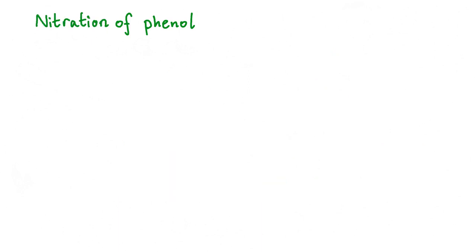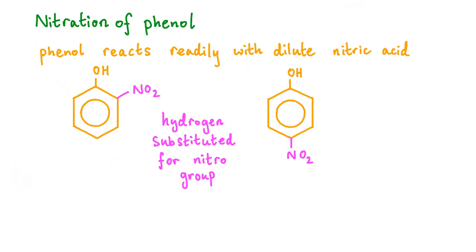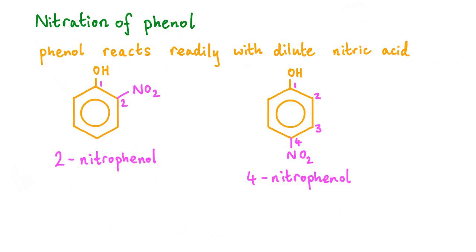In the next section, we'll study the nitration reactions of phenol. Phenol reacts readily with dilute nitric acid. Nitric acid has the formula HNO3. In these reactions, a hydrogen atom attached to the benzene ring is substituted for a nitro group. These reactions are known as monosubstitutions. With dilute nitric acid, the products formed are 2-nitrophenol and 4-nitrophenol.